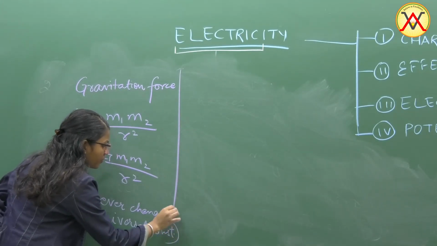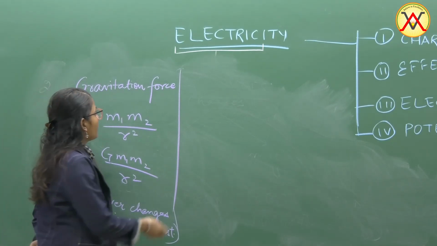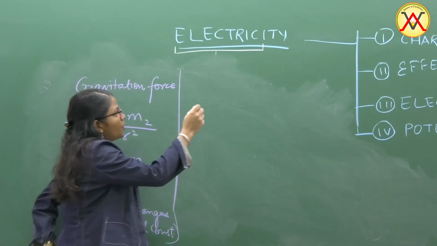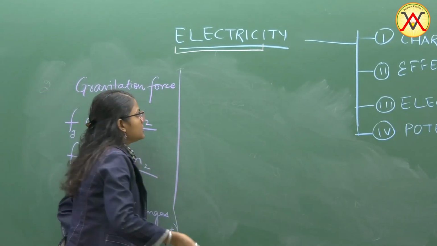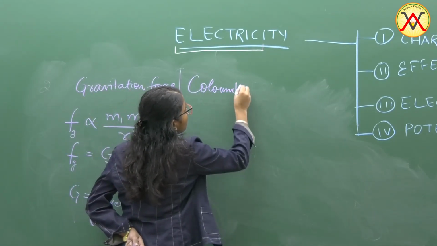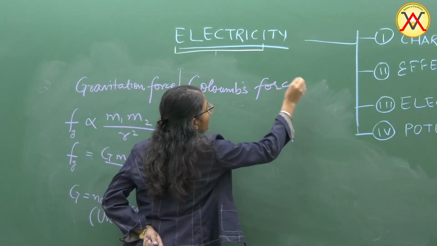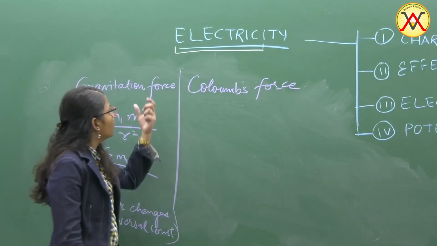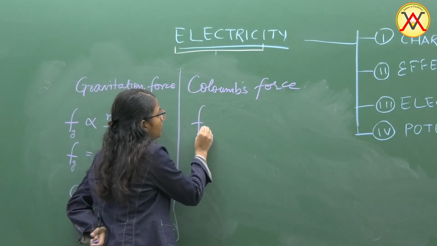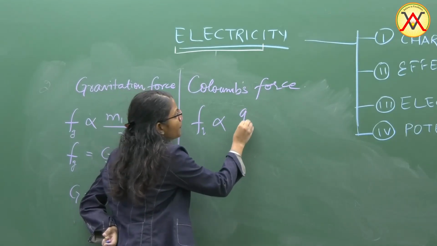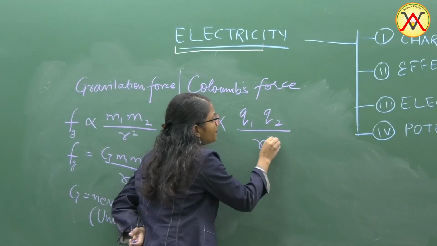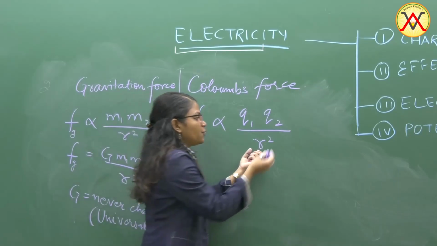Okay. This was when we talked about the masses and the bodies. When we speak of the charges in the bodies, we have got one force known as Coulomb's force. Now, this Coulomb's force, just like the gravitation force, depends on the product of the charges and is inversely proportional to the square of the distance between them.